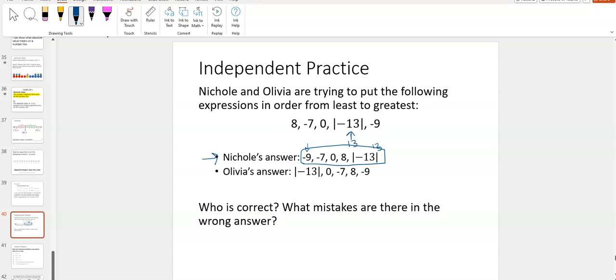Olivia is wrong for a couple different reasons. One, she didn't solve the absolute value of negative 13. She also kind of just put the numbers in order from ignoring this one. From here over, she just kind of put the numbers in order from least to greatest, ignoring all positive and negative signs: 0, 7, 8, 9. She didn't know, or she didn't think that negative 7 mattered or negative 9 mattered. But in the end, Nicole's the right one, because she solved the absolute value and then put them in order from least to greatest, from left to right on the number line.